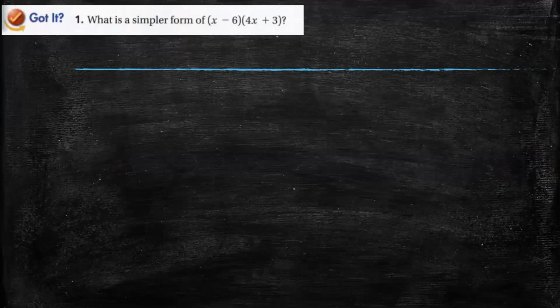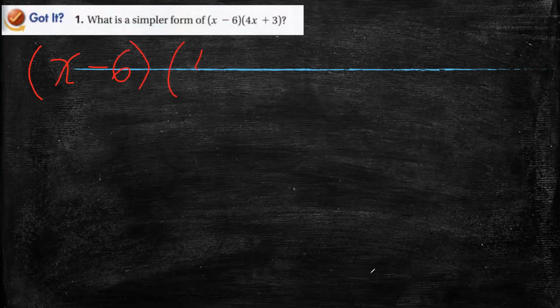We learn now how we can multiply two binomials with each other. Here, the first binomial is x minus 6, and it is multiplied by 4x plus 3. So what do we have to do now? From its name, distributive. So I want to distribute the first binomial onto the second binomial.